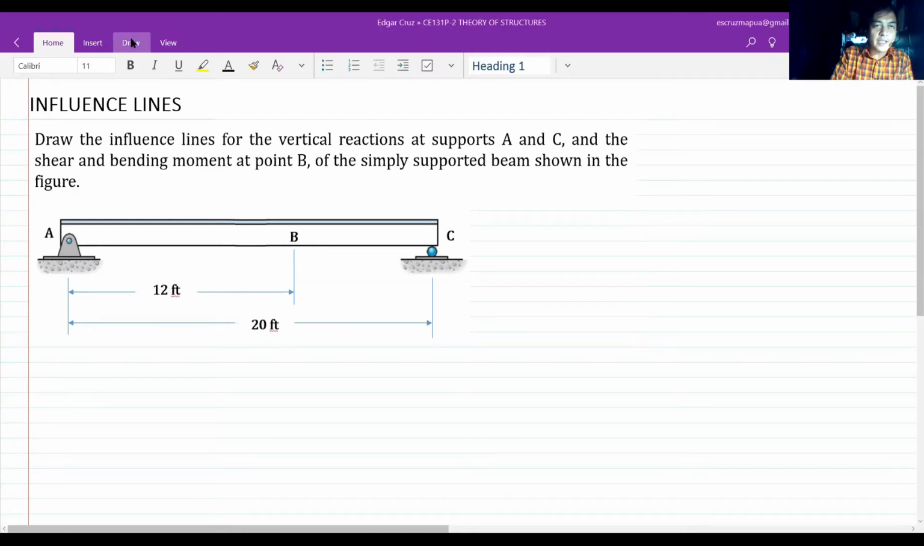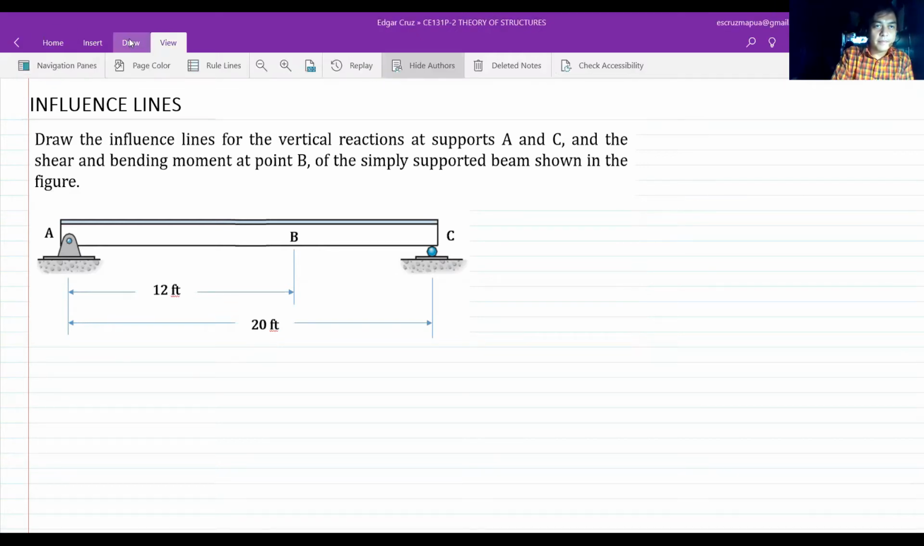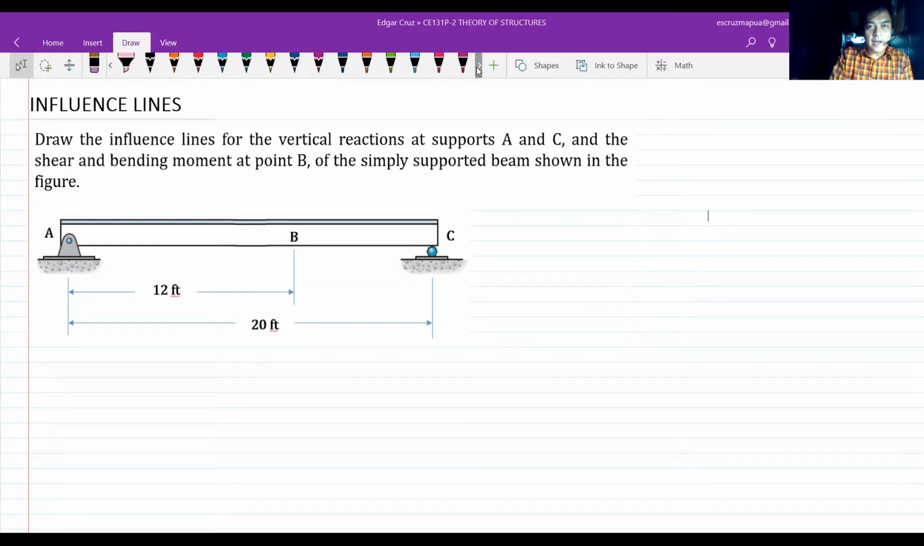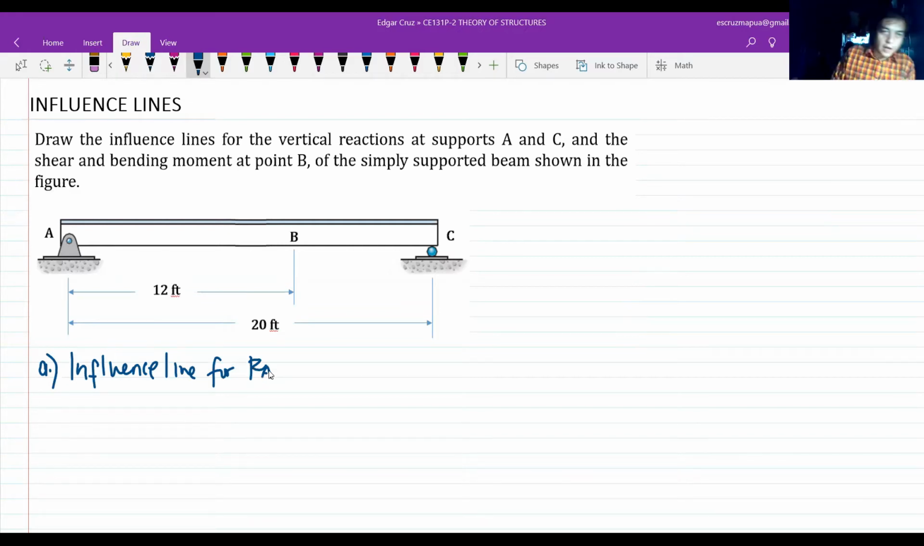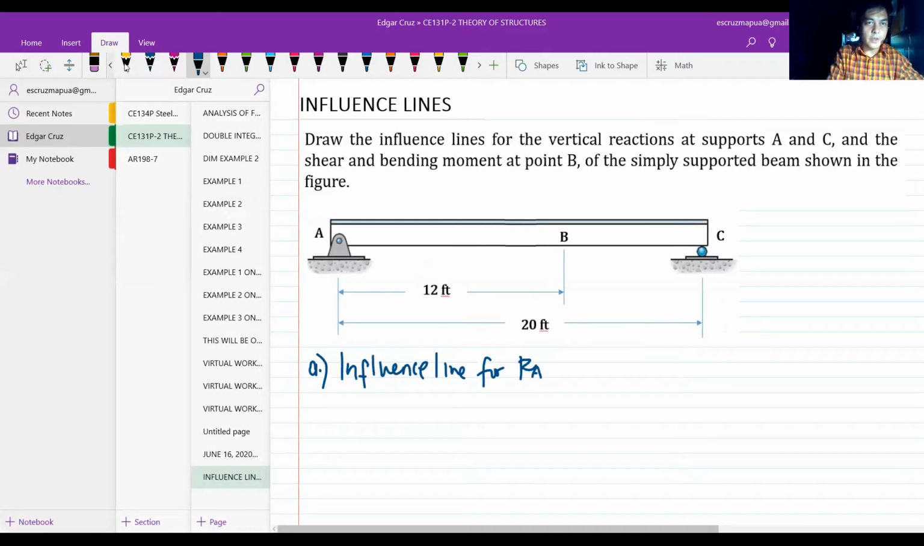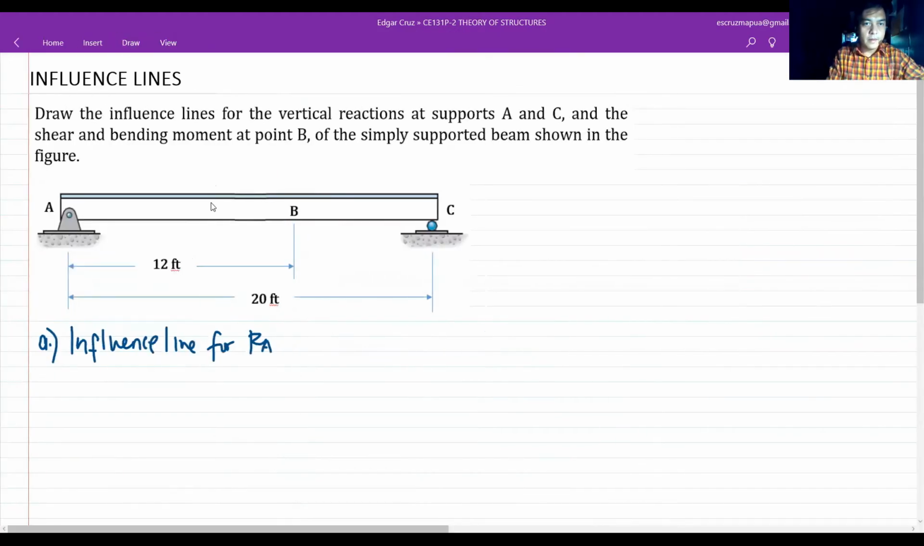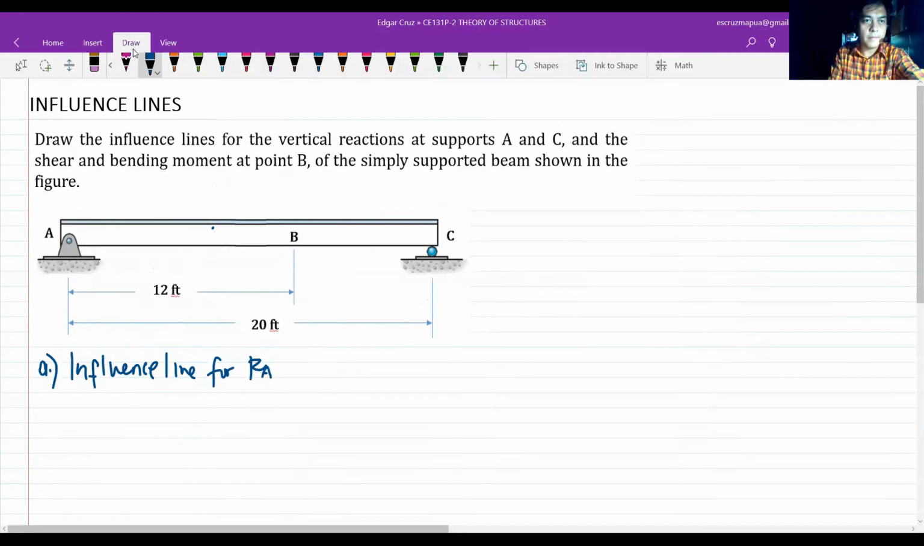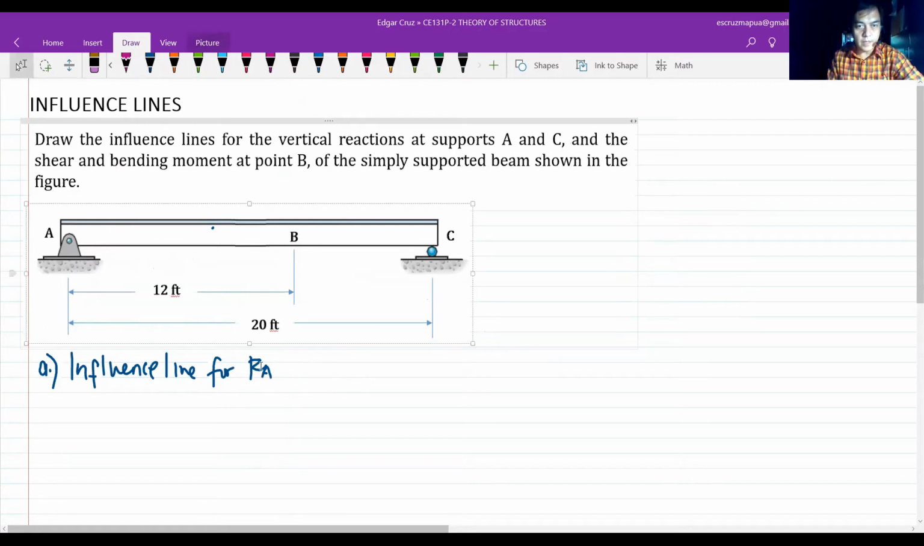Okay, so let's try first. Okay, so let's start with the influence line for RA or the reaction at A. Okay, so how do we do it? Okay, so let us copy the beam.